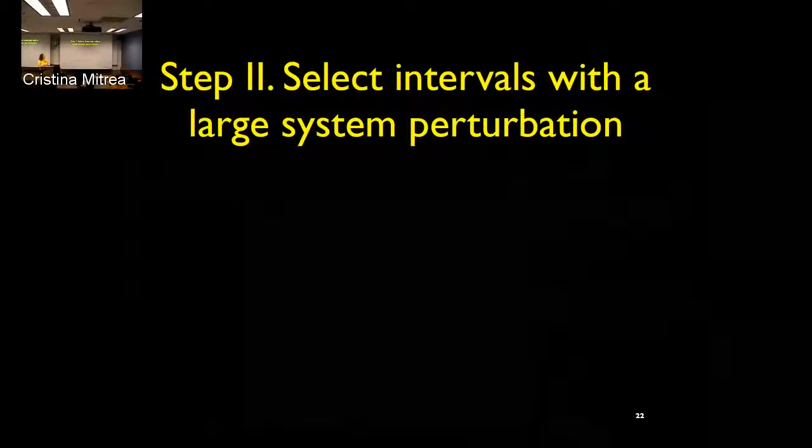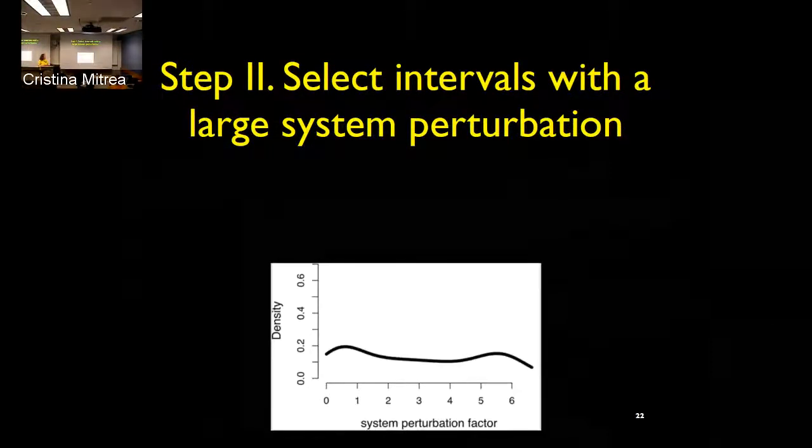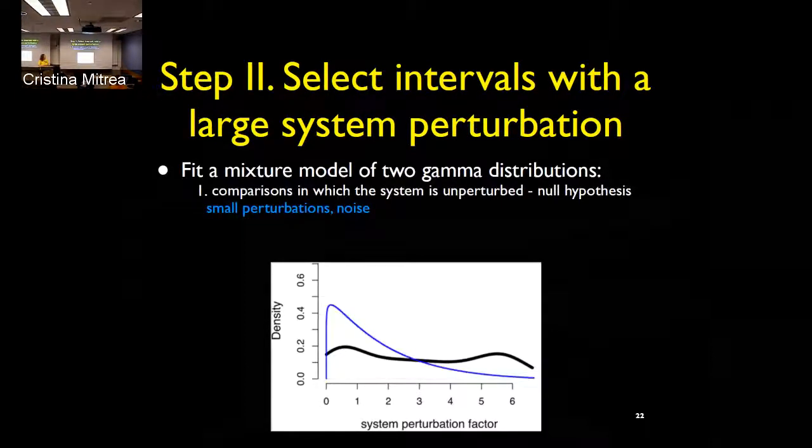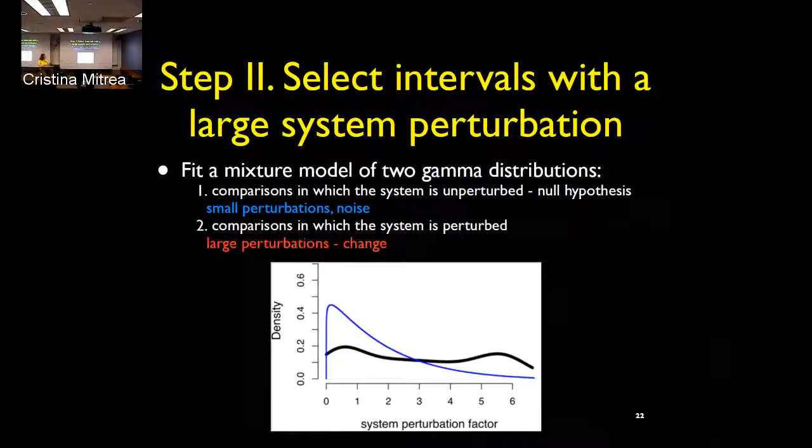To select intervals with a large system perturbation, we take the distribution of those perturbation factors, of those changes between every 2 time points, and we fit 2 gamma distributions to it, because we expect there to be comparisons with no change, and we expect there to be comparisons with high change. And that's how we want to distinguish between the comparisons with low and with high change.